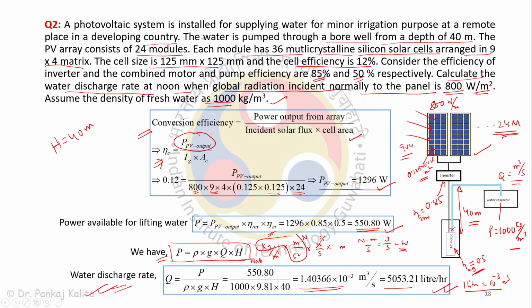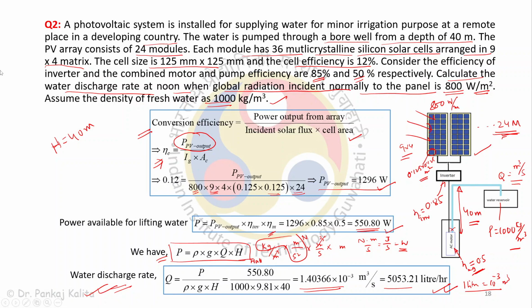A solar photovoltaic cell is installed for supplying a water pump for minor irrigation purposes at a remote place in a developing country. The water is pumped through a borewell at a depth of 40 meters. The PV array consists of 24 modules. Each module has 36 cells arranged in a 9 by 4 matrix. Cell size and cell efficiency are given; consider the efficiency of the inverter combined with the motor pump efficiency. Calculate the water discharge at noon when the global radiation incident normally on the panel is 800 watt per meter square. Assume the density of fresh water as 1000 kg per meter cube.